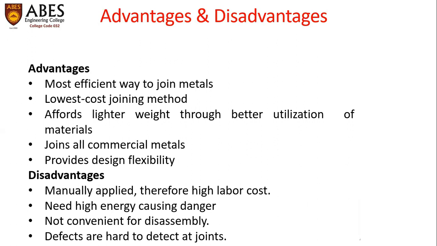Advantages and disadvantages of AC arc welding and DC arc welding. The main advantages are, first, it is the most efficient way to join metals. Second, it has the lowest cost to join any metal, or we can say the lowest cost joining method.